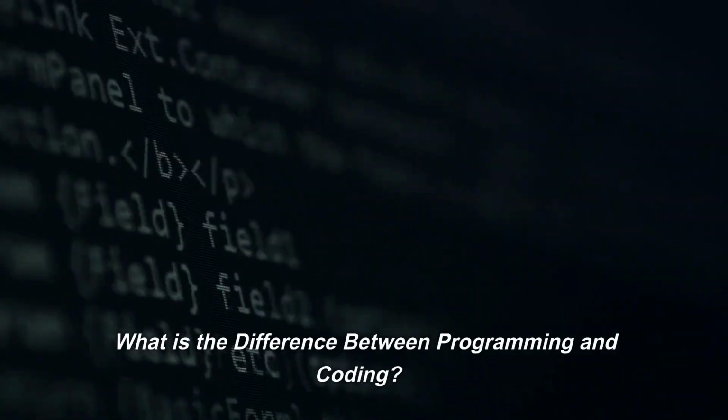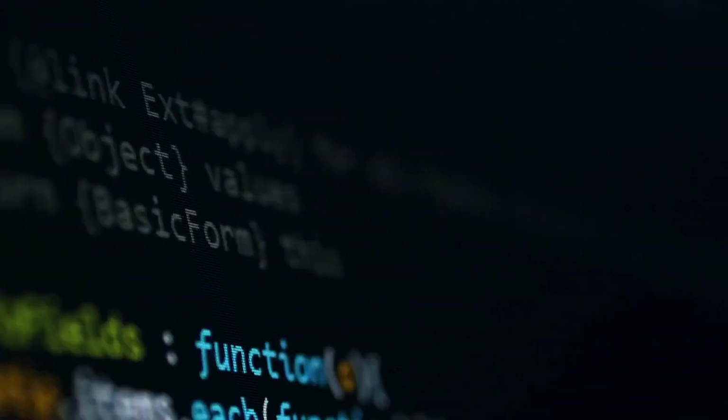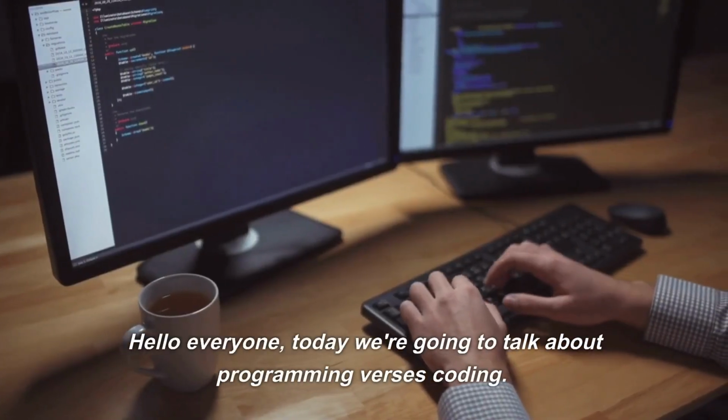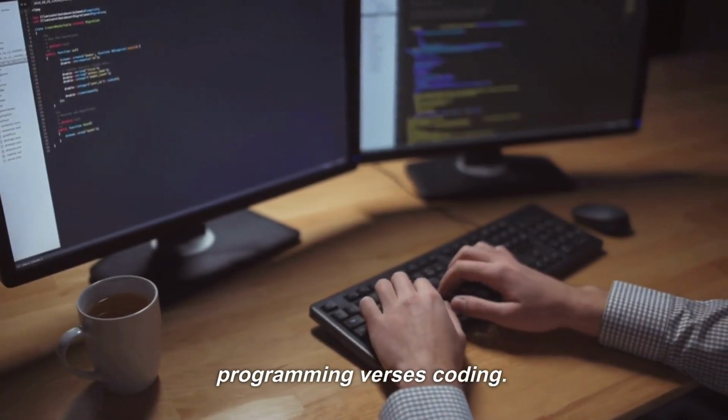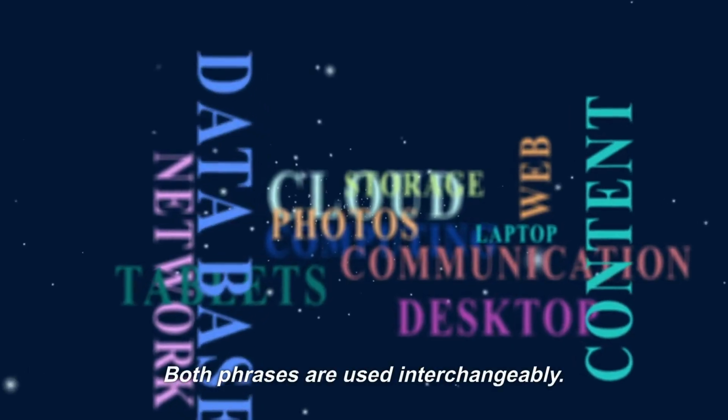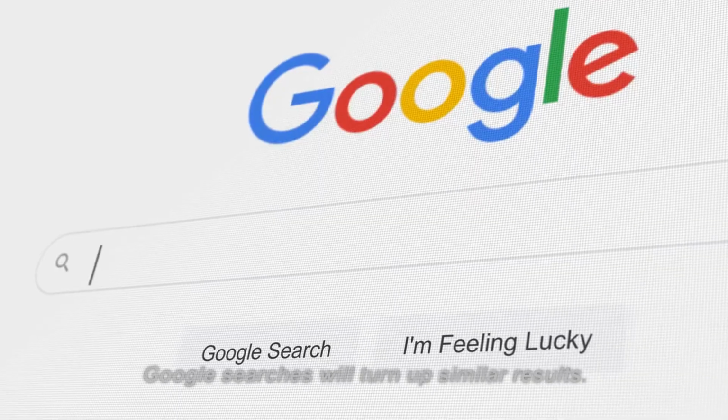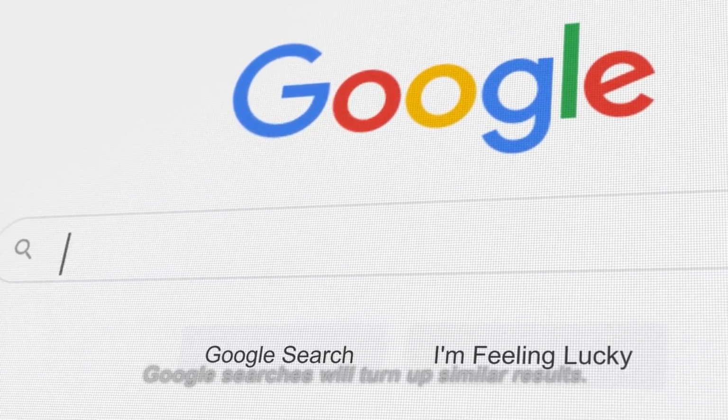What is the difference between programming and coding? Hello everyone, today we're going to talk about programming versus coding. Both phrases are used interchangeably. Google searches will turn up similar results.